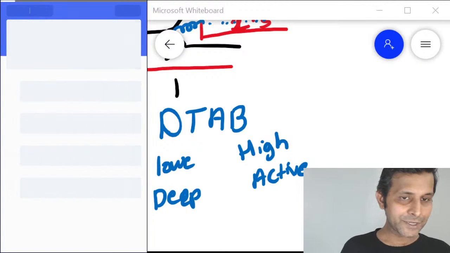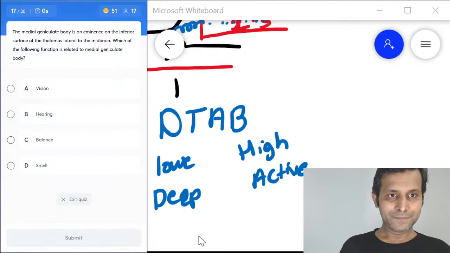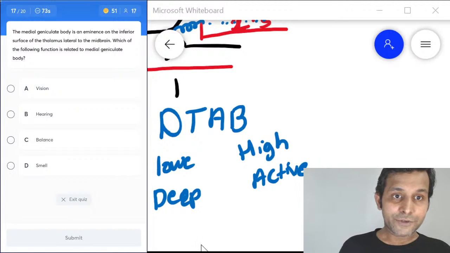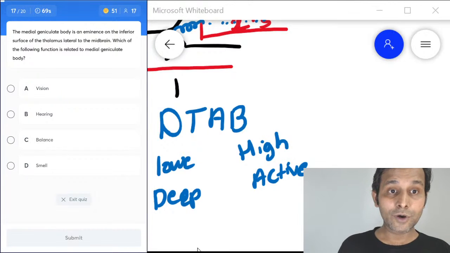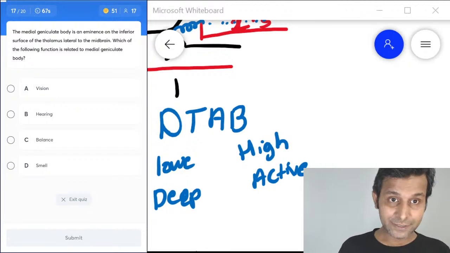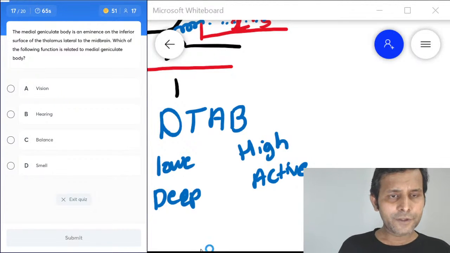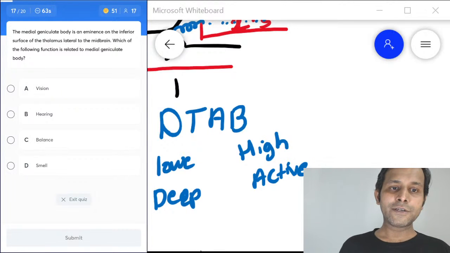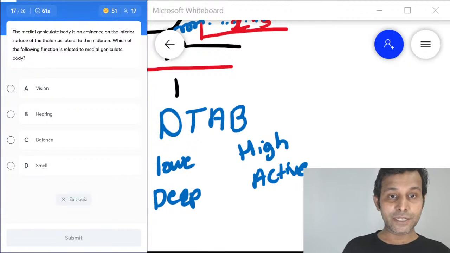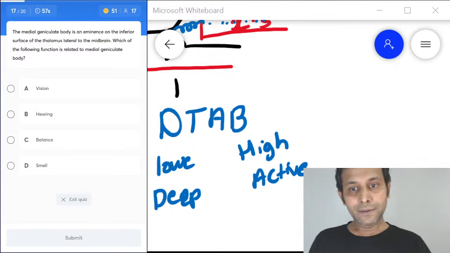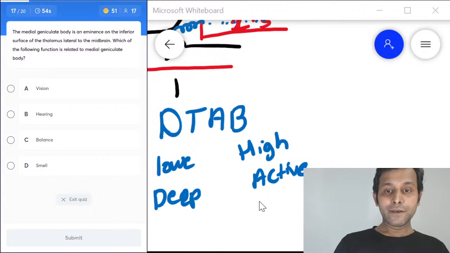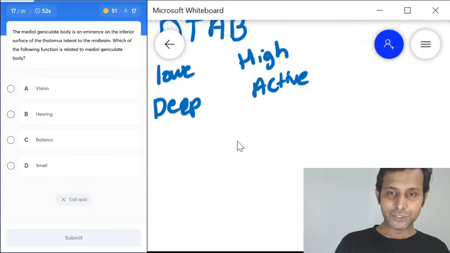Let us go to the next question. The medial geniculate body is an eminence on the inferior surface of the thalamus lateral to the midbrain. Which of the following functions is related to the medial geniculate body? Vision, hearing, balance, or smell?